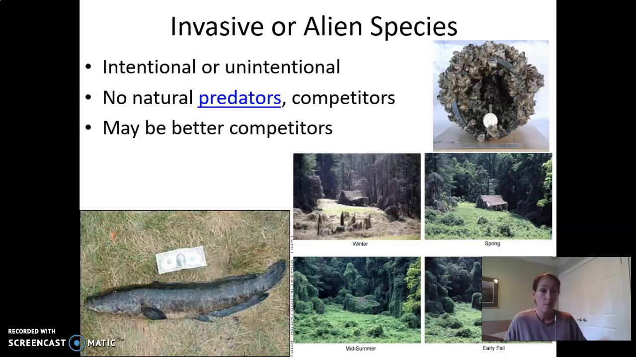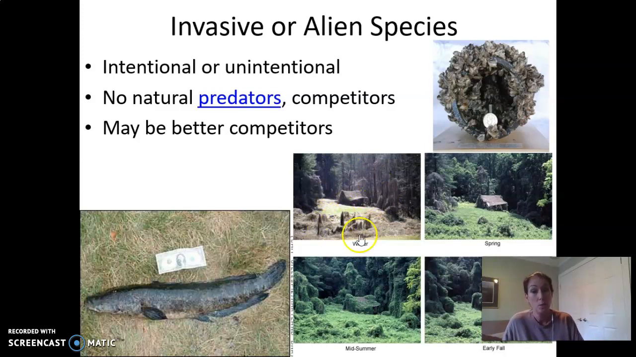So you can see the pictures of the plants, this is actually kudzu. Kudzu is something that we have introduced into the South to help with erosion control. But our animals here do not like to eat kudzu, and so it has no natural predators, and it really has taken over. And there's a saying called the vine that ate the South.